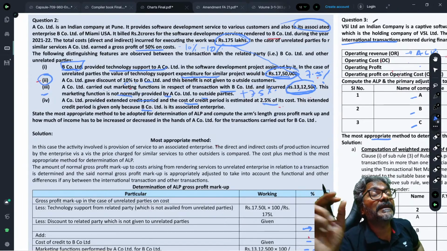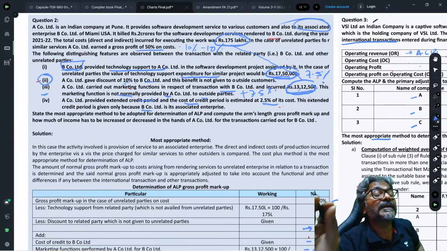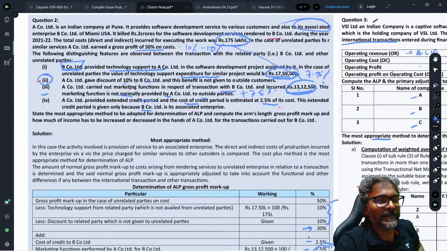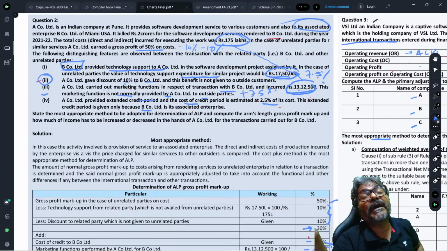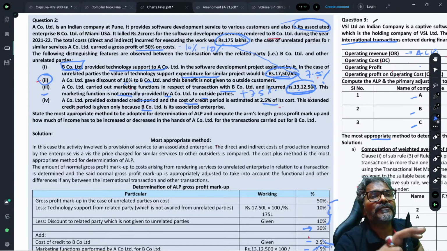If the selling price will increase, accordingly, will the margin also increase? And the answer is yes. So in the case of the international transaction, it is inclusive of this particular credit. Whereas in the case of the unrelated transaction, where the margin percentage is 50, this is without the credit factor. And therefore, if it is without the credit factor, the margin would be on the lower side.